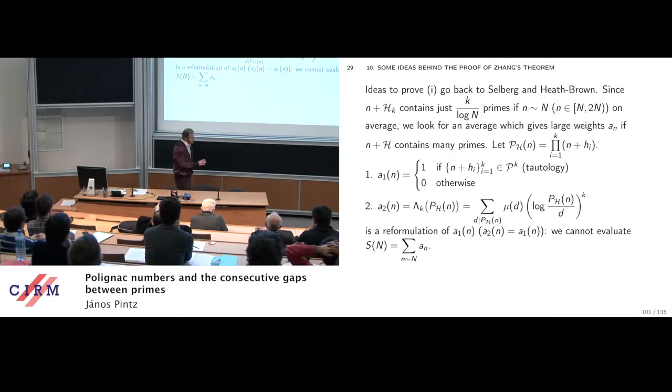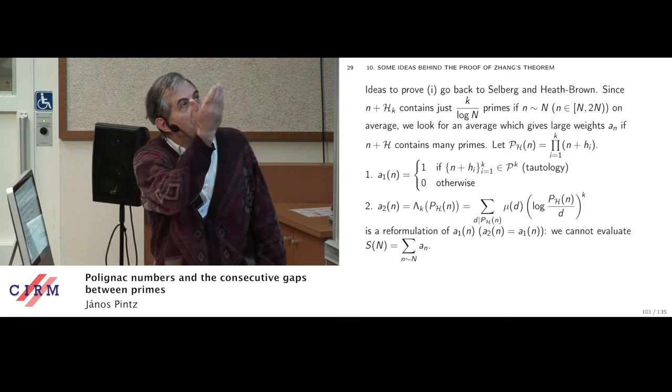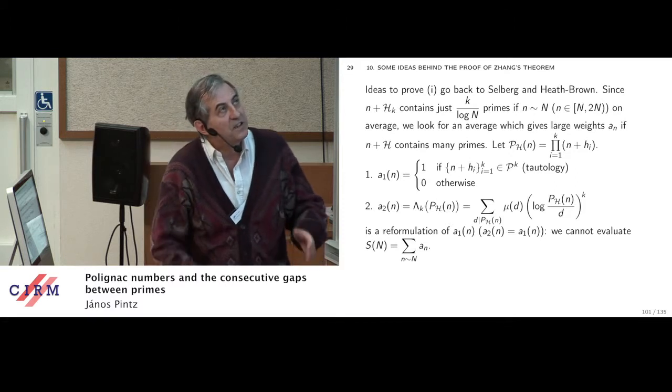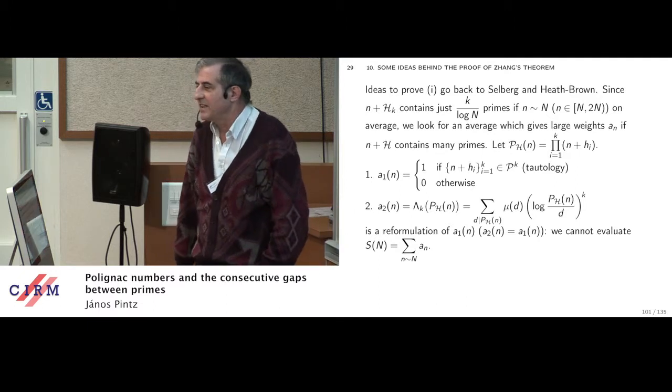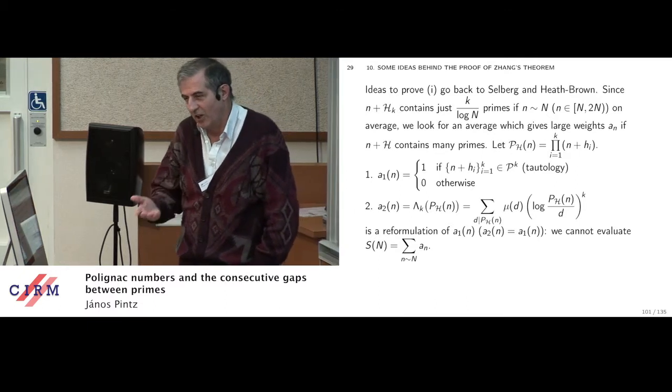Many has to be understood in this case as larger than 1. So that means once we get on average more than 1 primes in n plus hk, we get already sometimes 2 primes in n plus hk, and that means we get bounded gaps between primes infinitely often. Now the first approach would be to choose a function which is just 1 if all these numbers are primes and 0 otherwise. This is clearly good, but this is a tautology.